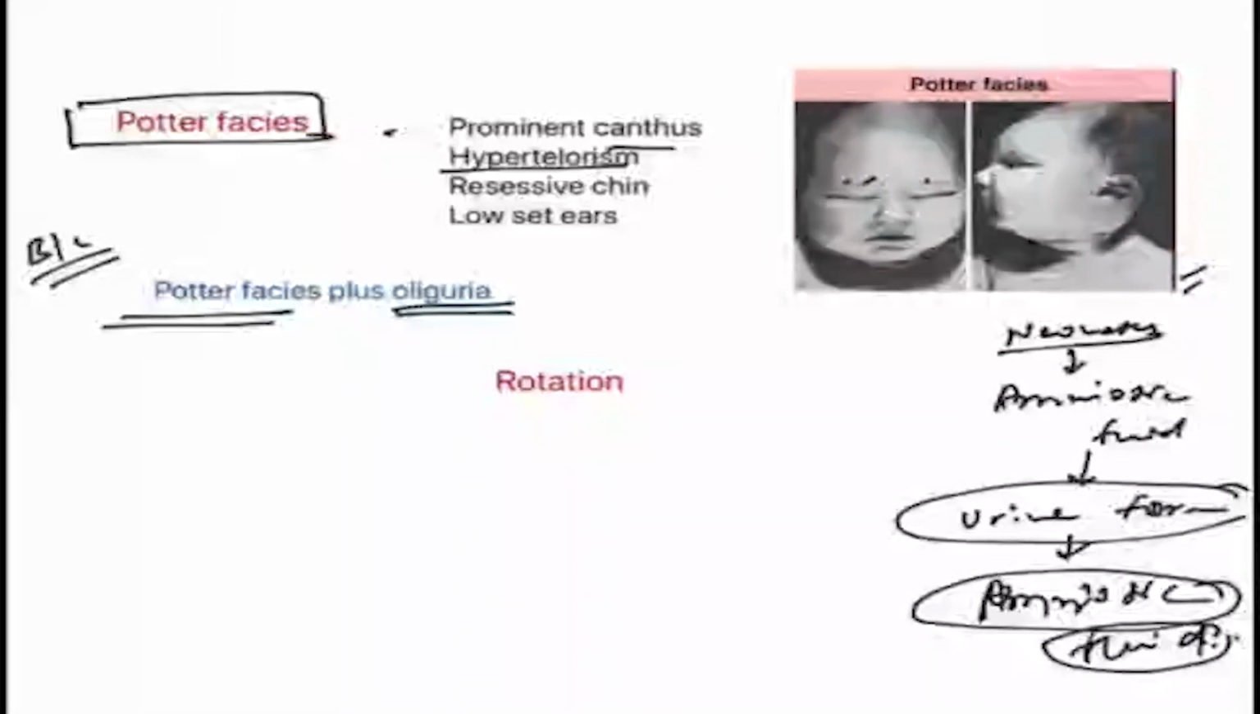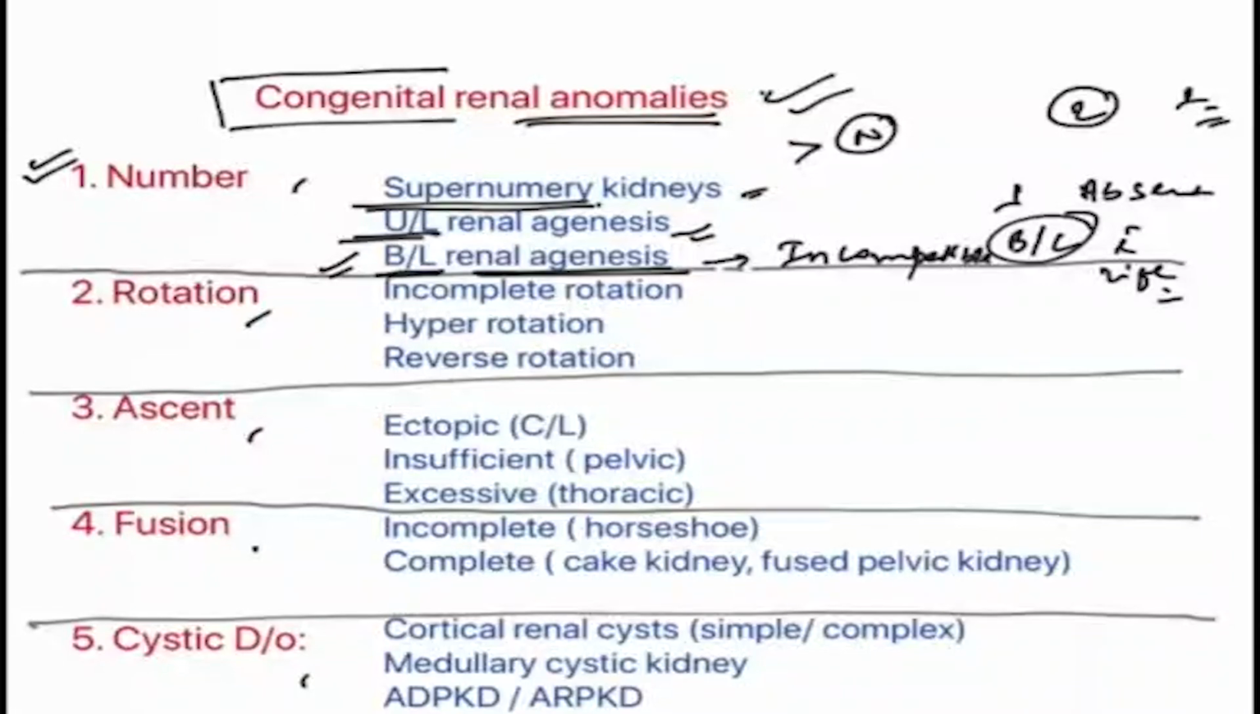in utero. So the facies is typical, which are prominent epicanthus, hypertelorism, that is wide gap in between both eyes, recessive chin because of uterus compression, the chin cannot develop, and the low set ears. So these are the Potter facies which is present in bilateral renal agenesis.